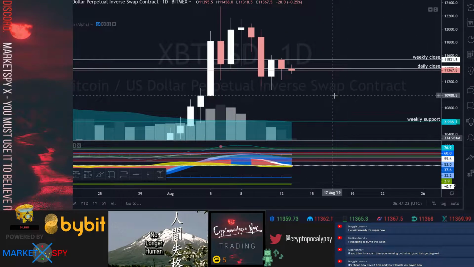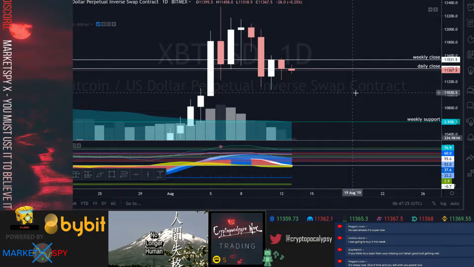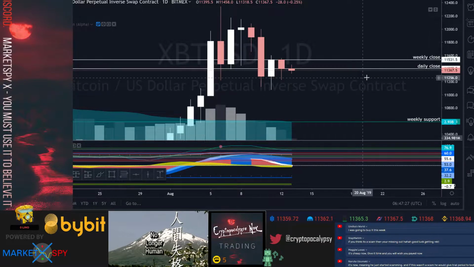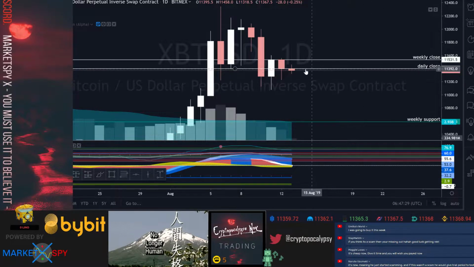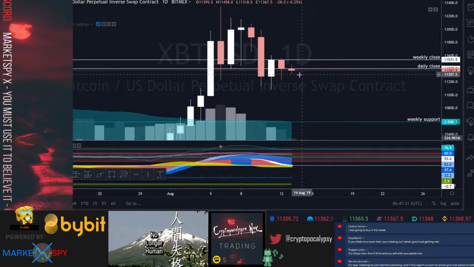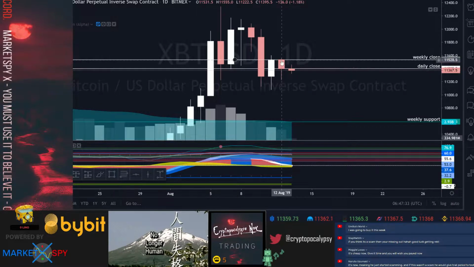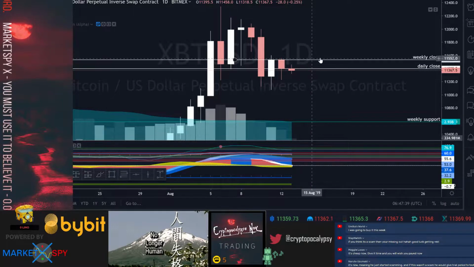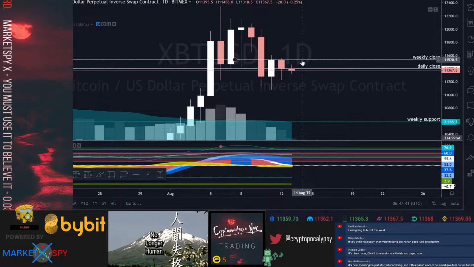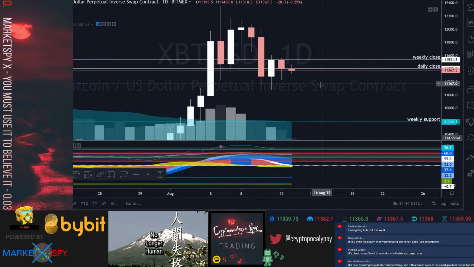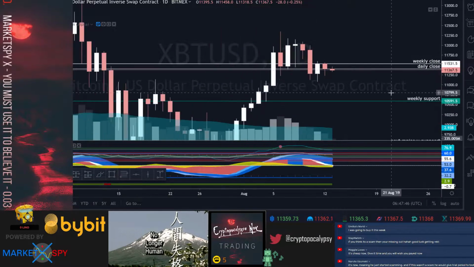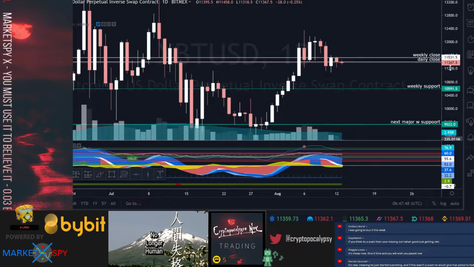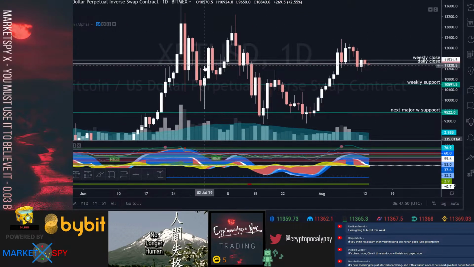So I want you to take a note. Daily close, we're below it. This was the previous daily candle. We could potentially reverse over here and tap these levels. The weekly close is now a resistance. So this is how you map out your levels using candles.